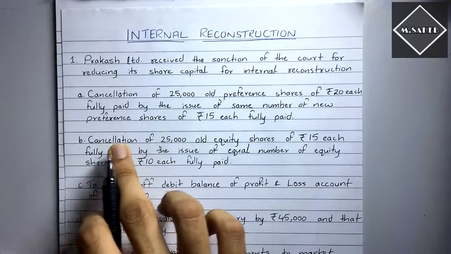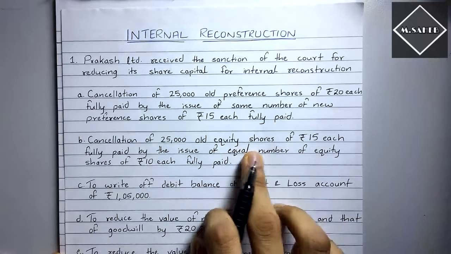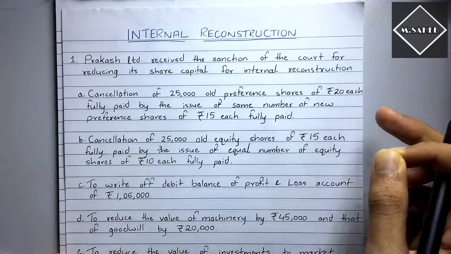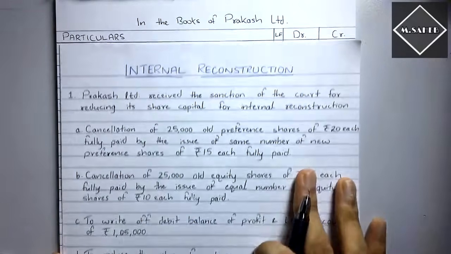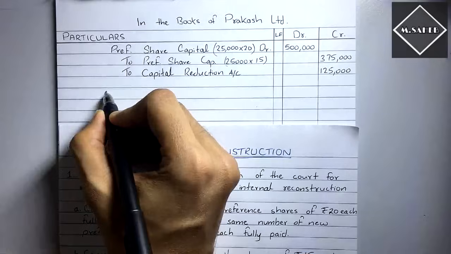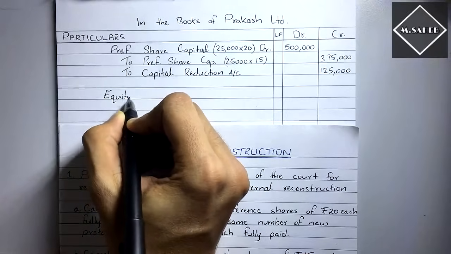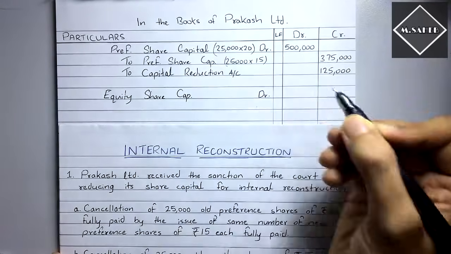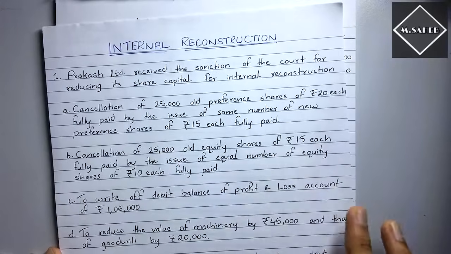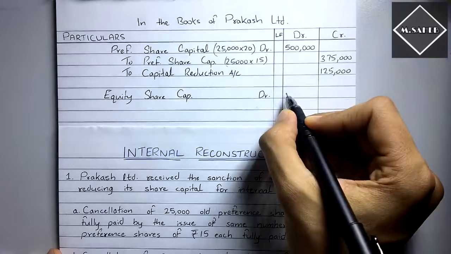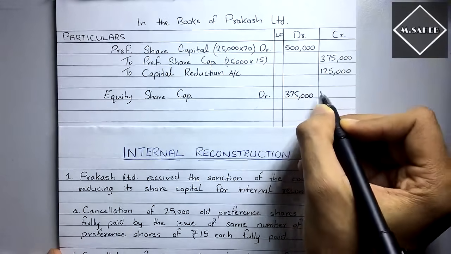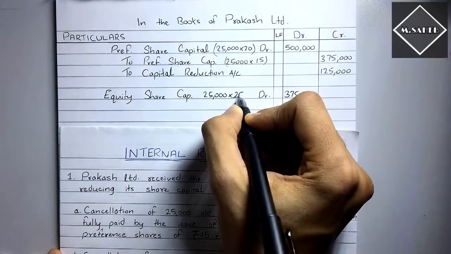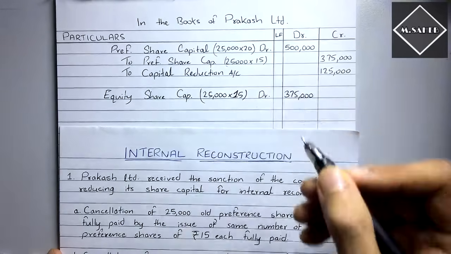Then next you have cancellation of 25,000 old equity shares of rupees 15 each. Here also the face value is changing, so whenever the face value changes, you have to scrap off the old shares. To remove that liability, what will we do? Equity share capital debit, how much? 25,000 into 15, which is equal to 3,75,000. We will debit that to reduce the liability.